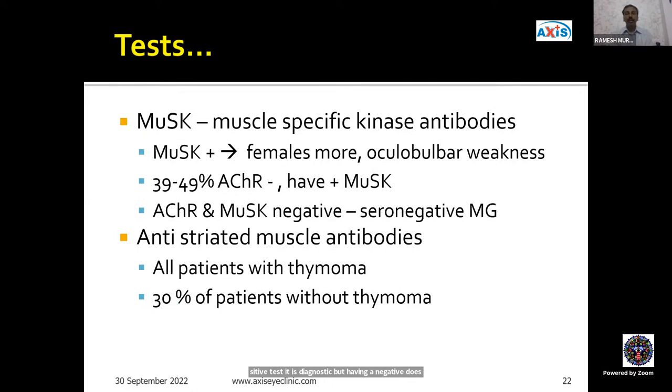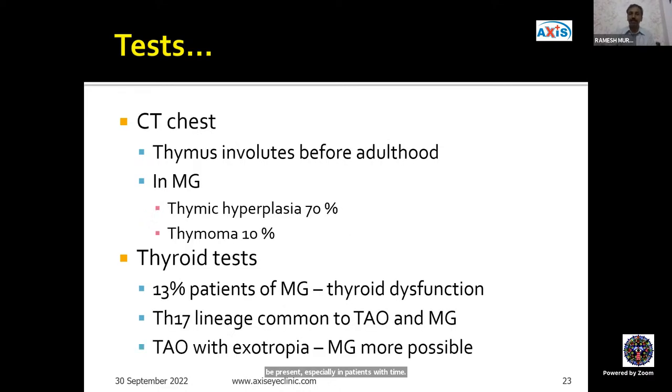Other antibodies which you test are the MuSK antibodies, or the muscle-specific kinase antibodies. These are usually more positive in the females, and there is presence of oculobulbar weakness. Sometimes a patient may be acetylcholine receptor antibody negative, but MuSK positive. Sometimes they may be negative for both the antibodies, when it is called seronegative myasthenia gravis. Anti-striated muscle antibodies could also be present, especially in patients with thymoma. And that is how the thymic hyperplasia affects and creates myasthenia.